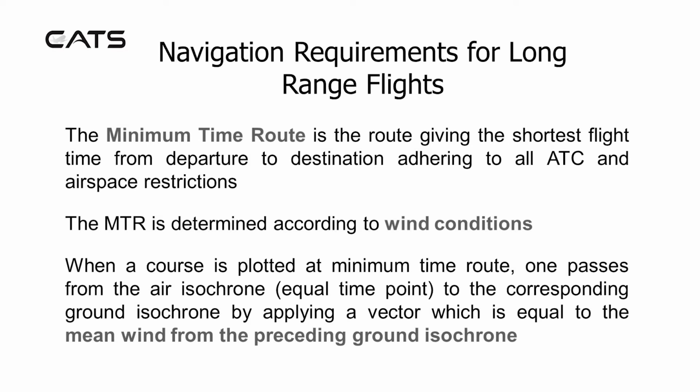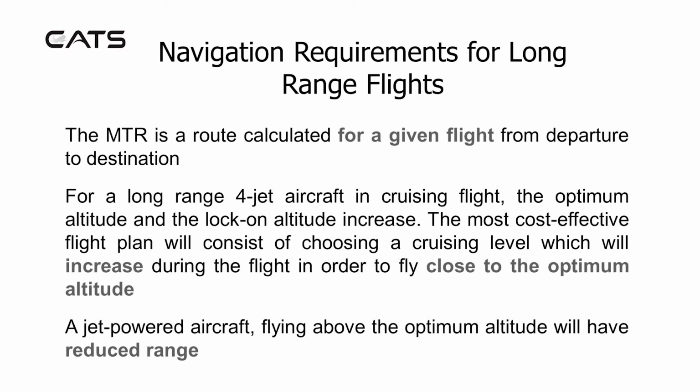When a course is plotted at minimum time route, one passes from the air isochrone, that is an equal time point, to the corresponding ground isochrone by applying a vector which is equal to the mean wind from the preceding ground isochrone. The MTR is a route calculated for a given flight from departure to destination.